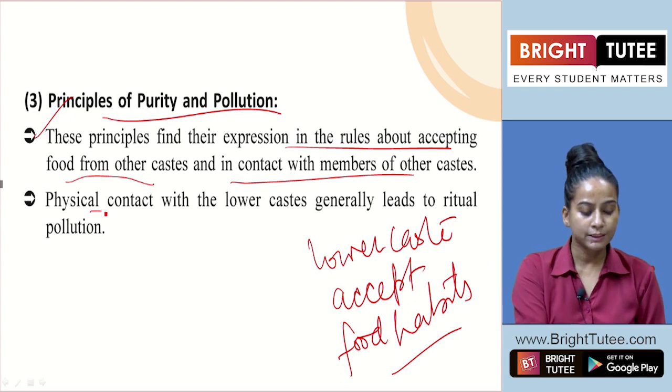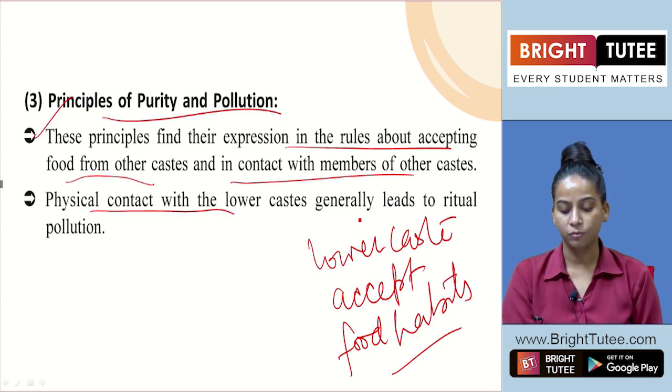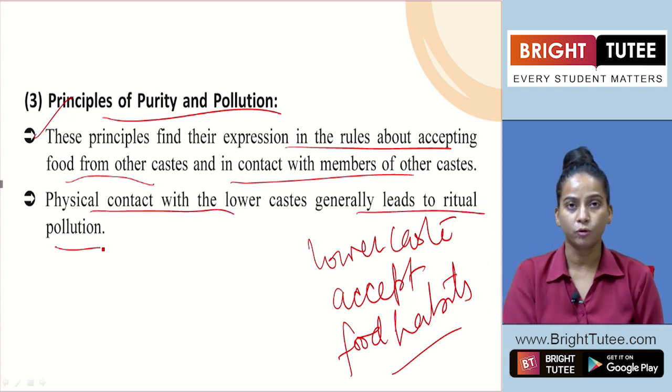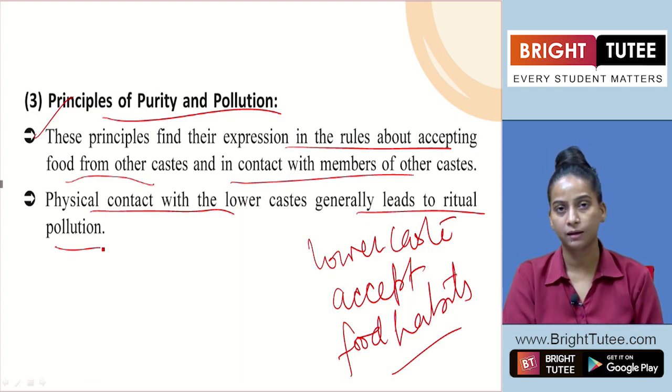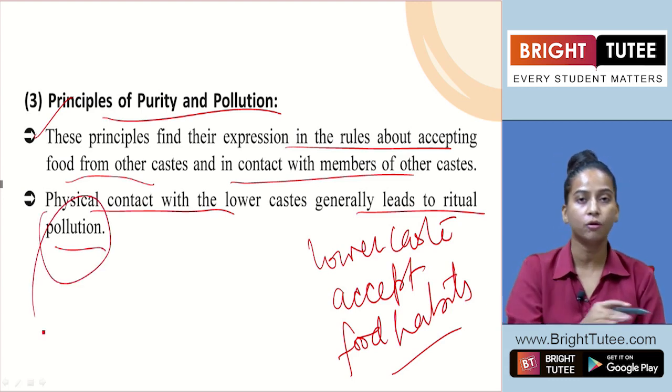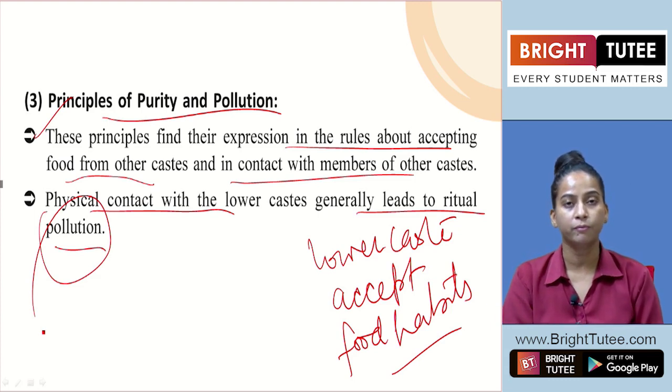If we talk about physical contact with the lower caste group, it generally leads to ritual pollution. If the higher caste people come in contact with these lower caste people, they consider it pollution, and for purifying themselves they perform different rituals. Even severe punishment was given to these low caste people.